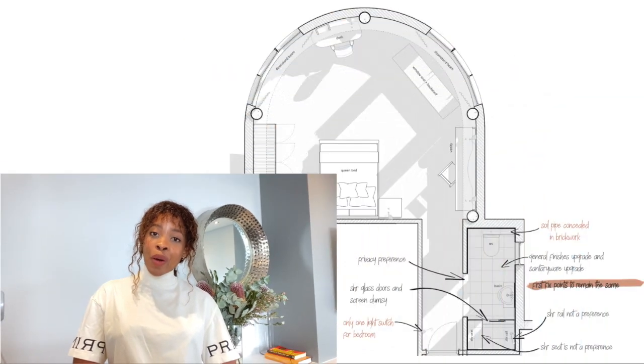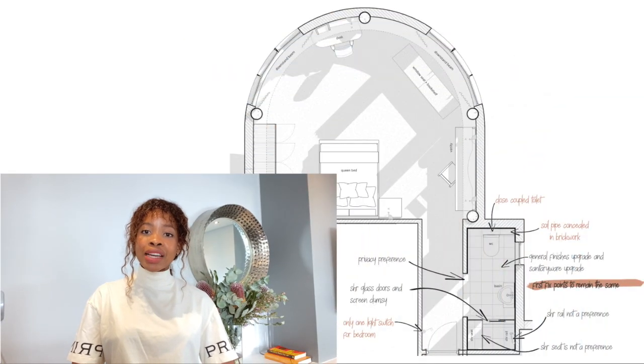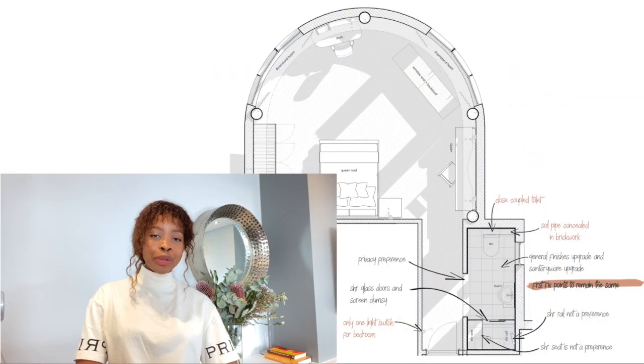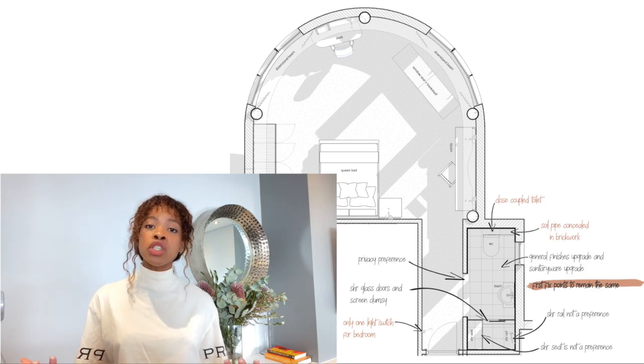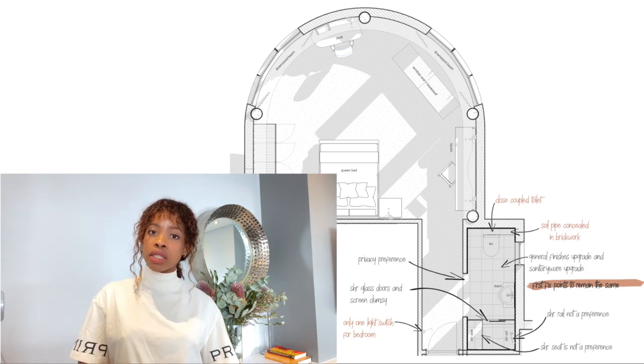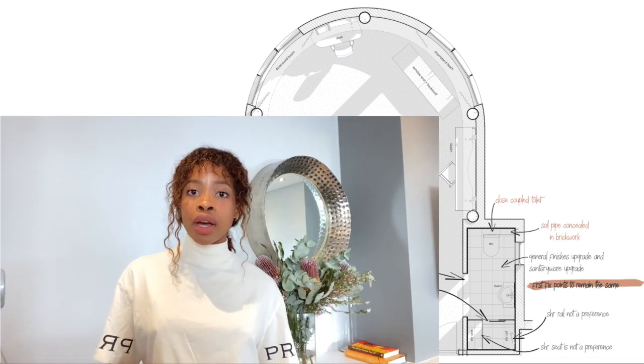So that was a big no-no for me. The toilet was also very old. It was one of those close-coupled toilets, so I upgraded that, and also just did an upgrade to the general finishes and all the sanitary fittings. And it's also important to note that I didn't change my first fix positions at all. I think I kept them relatively the same. The only area where it changed was in the shower.